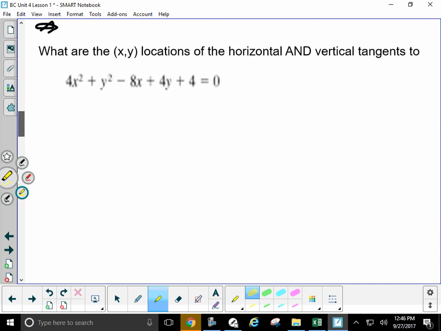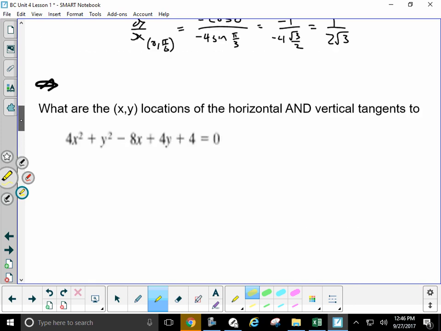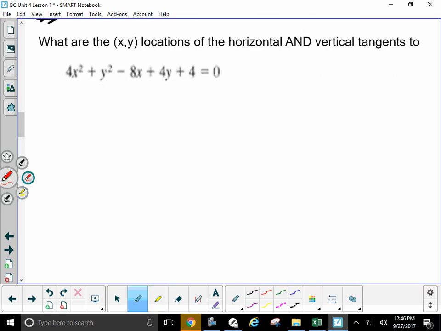Now, sometimes they will ask you for the x, y locations of your horizontal and your vertical tangents. Now, you could find both of them. Just to make this a little bit shorter, let's just go ahead and find the x, y locations of our vertical tangents. And we'll skip the horizontal, but it'll be the same procedure. Okay? Vertical tangents, your dy dx is going to be some number over 0. So we just need to set the denominator of our fraction equal to 0. Let's go ahead and find dy dx here.